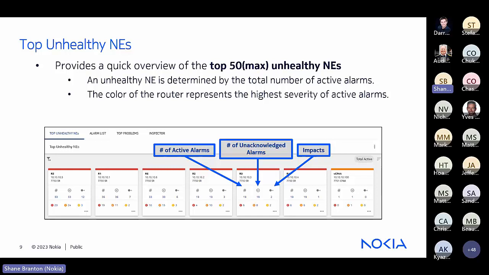What are the top NEs with the most amount of alarms? You can also have this list sorted by other things. If you use acknowledgement, you may not want it by total number of active alarms, because maybe some of those active alarms are already acknowledged by your operators. In that case, you only want to know about the unacknowledged alarms, and you can actually do that. There's a switch here on the right-hand side. You could switch and sort it by total number of unacknowledged alarms or impacts, which we'll talk about further in a second. That's that whole correlated concept that I talked about earlier.